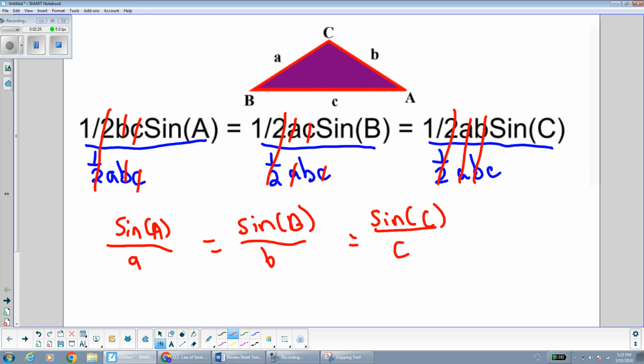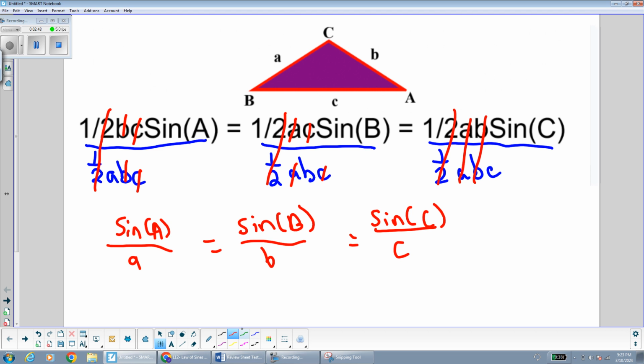The law of sines is a really useful way to find missing sides and angles of triangles, especially when you don't have right triangles. Because when you have right triangles, you can find sides and angles using trig ratios. But if your triangle is not a right triangle, you can't just use a regular trig ratio.